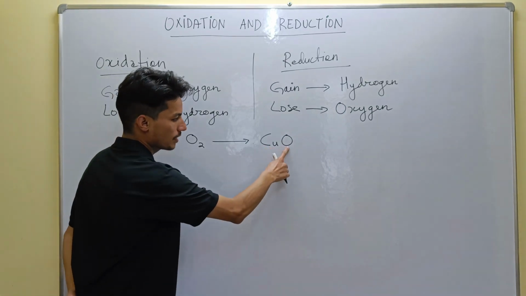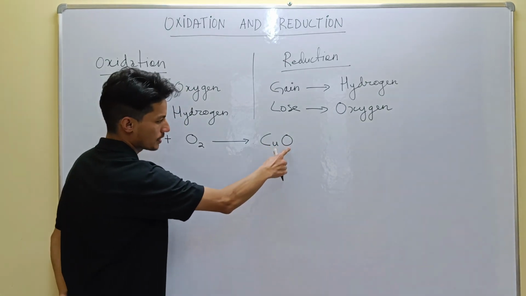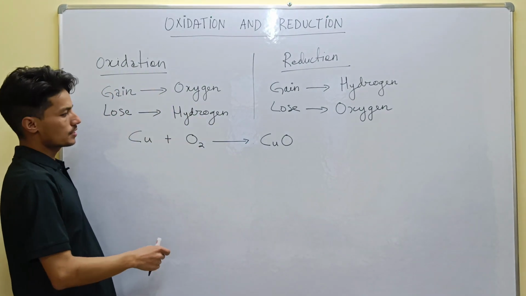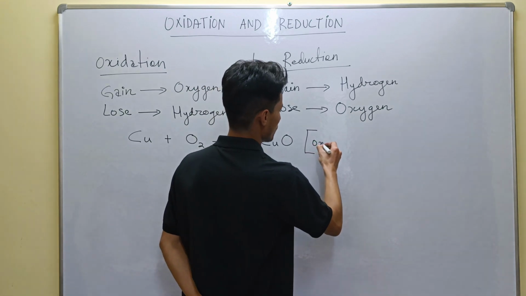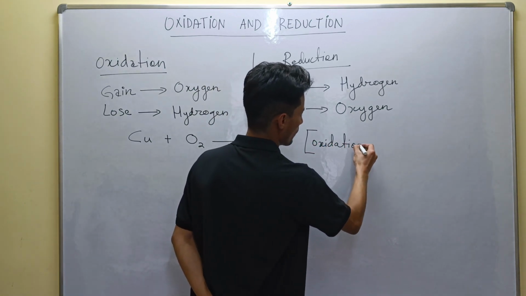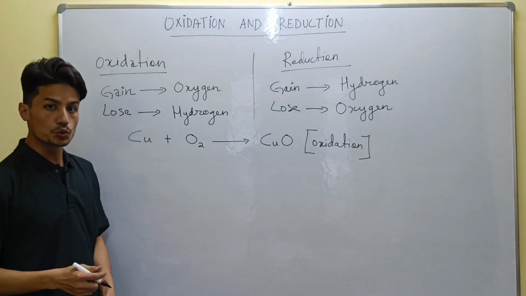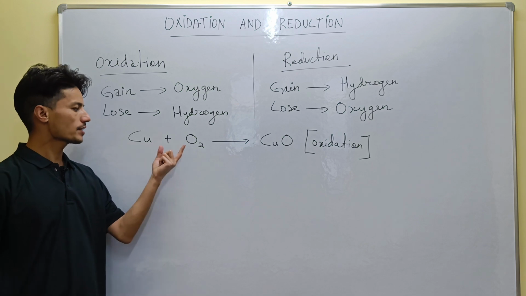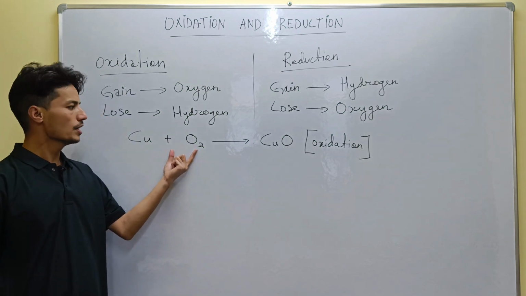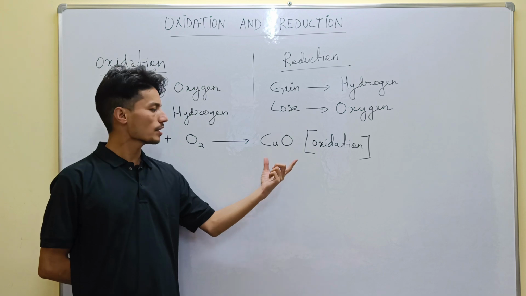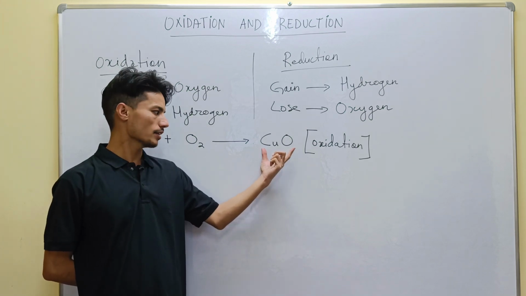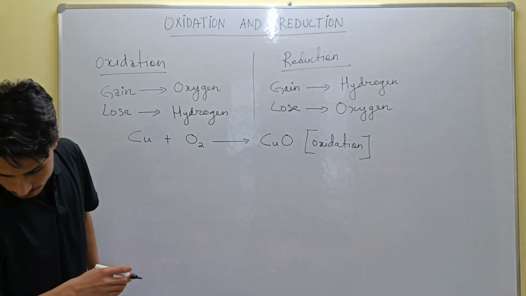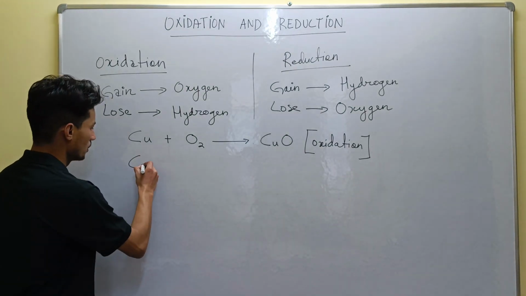See, copper has gained oxygen. Oxygen has been gained. So is this an example of oxidation or reduction? This is an example of oxidation, where oxygen has been gained. Who has gained oxygen? Copper. Copper was an element here. It reacted with oxygen, and copper became a compound. Copper got oxygen, and now this is copper oxide. So this is oxidation.